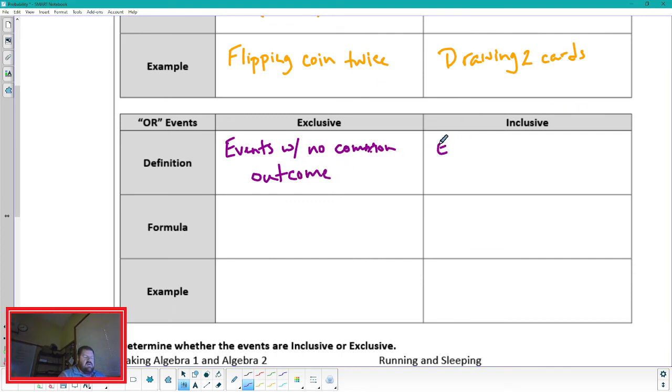Inclusive events are events that can happen at the same time. I need to say that can happen at the same time, because it's not guaranteed that they're going to happen at the same time, but if we can say that they could, then they're inclusive.